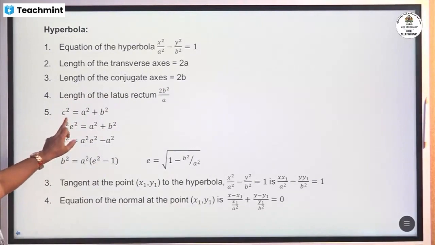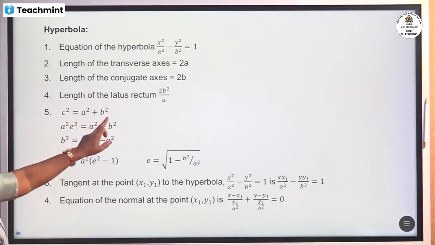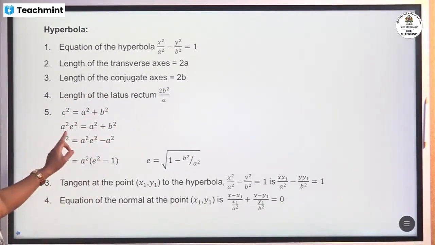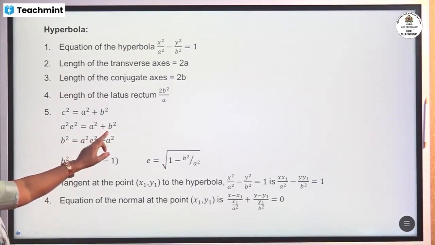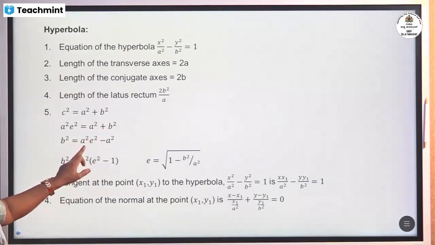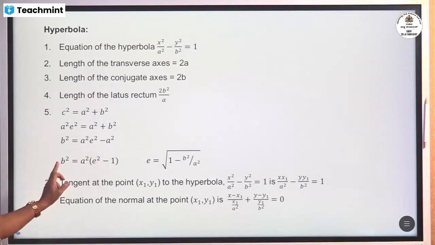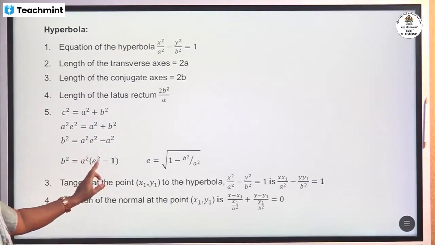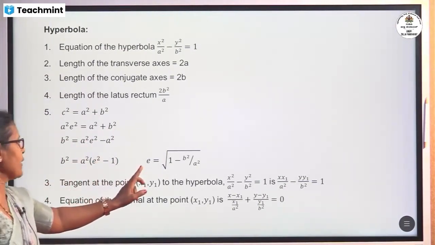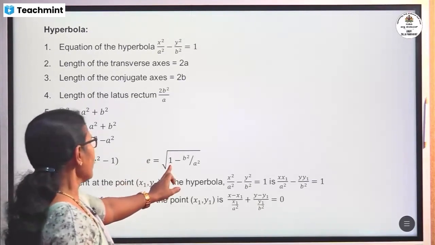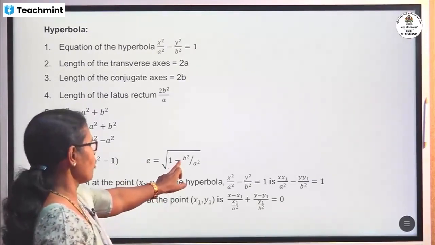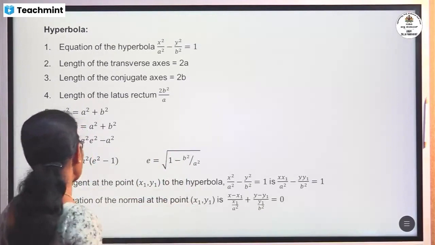Fifth one, c square is equal to a square plus b square, or a square e square is equal to a square plus b square, or b square is equal to a square e square minus a square, b square is equal to a square into e square minus 1, where e is equal to square root of 1 plus b square by a square.